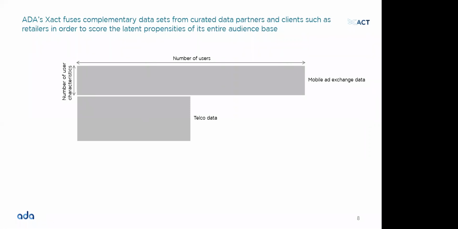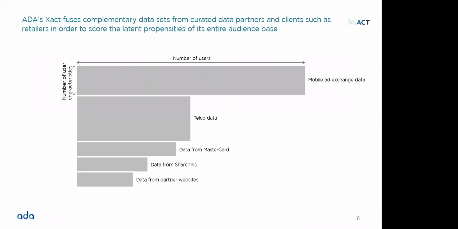Okay, and then we're not stopping there. So right now, the Exec team and the data solutions team are in discussion with data suppliers like MasterCard, ShareDisk, which is the largest provider of social sharing data, and other partner websites which we can potentially partner with. A very important category of partner websites which we're trying to speak to is online retailers. Online retailers give us valuable information about the category spend of consumers. So these could potentially be very interesting for us.